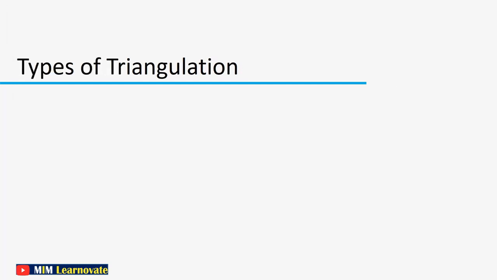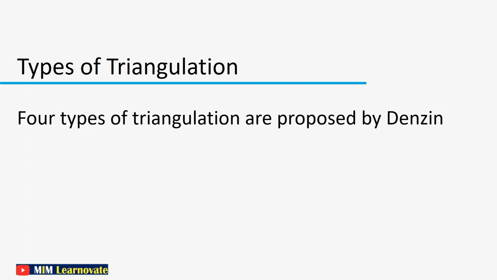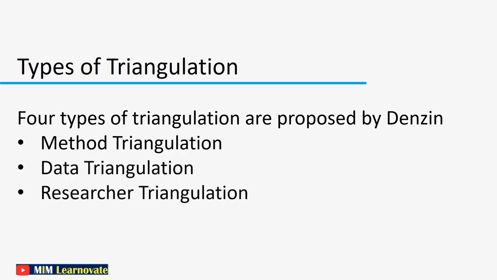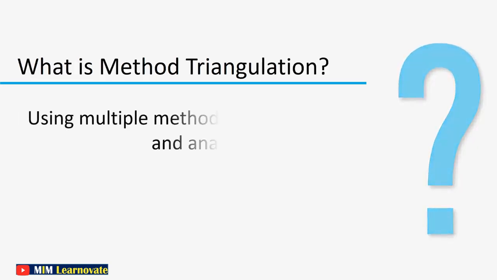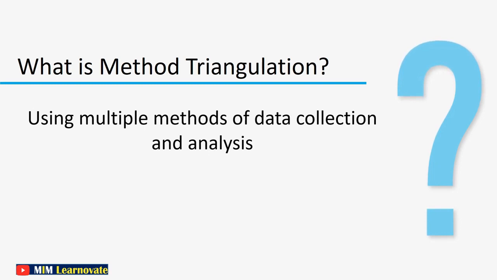Types of triangulation. Four types of triangulation are proposed by Denzin. These are method triangulation, data triangulation, researcher triangulation, and theory triangulation. What is method triangulation? Method triangulation is using multiple methods of data collection and analysis.